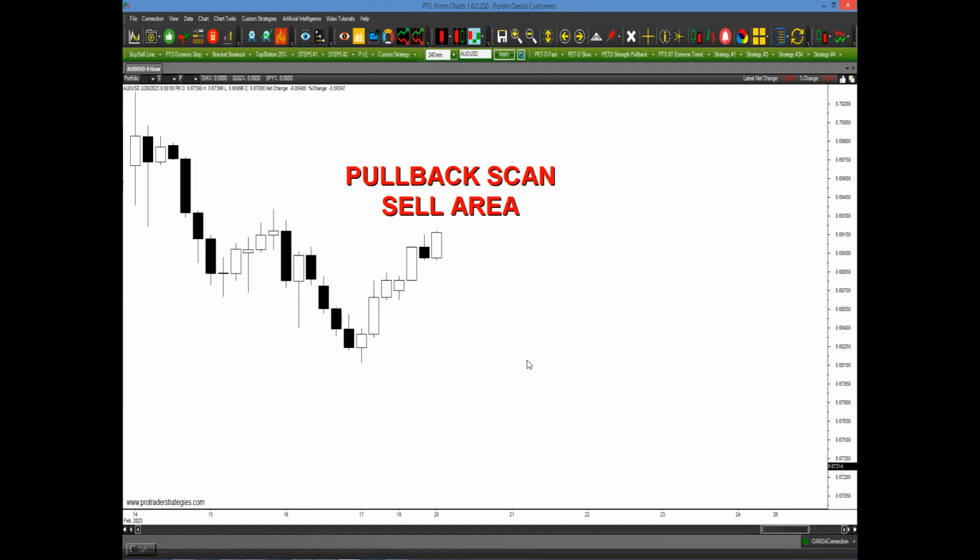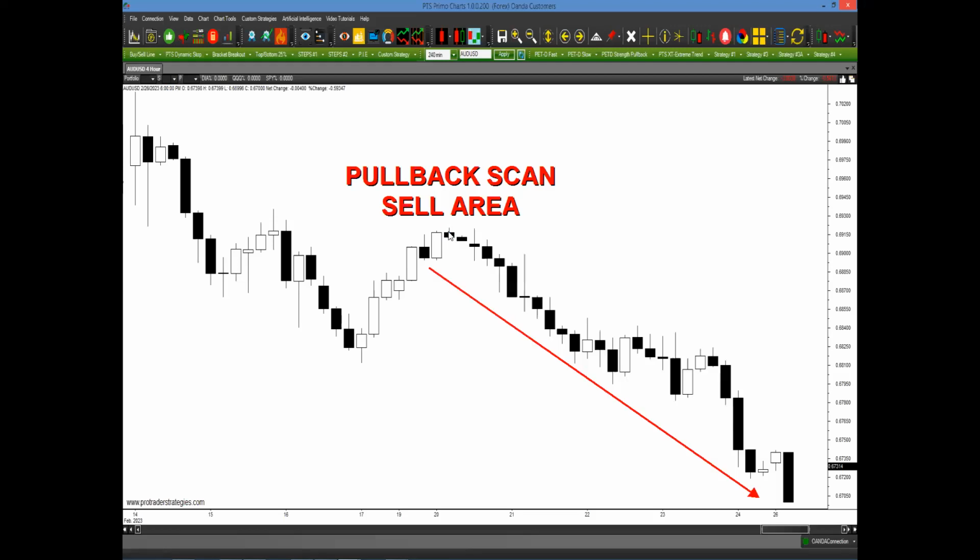Here's a 4-hour chart of the Australian dollar, just to show you that it can be applied to intraday, different markets. The pullback scan identified a sell area right here on this little bounce where most traders would have thought, well, gosh, we bottomed out here. We have a nice rally going. Look what happened. What happened to the rally?